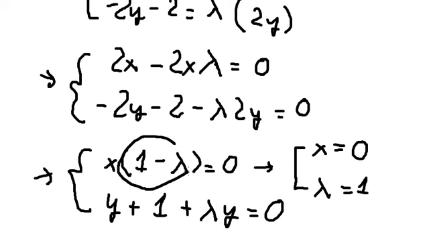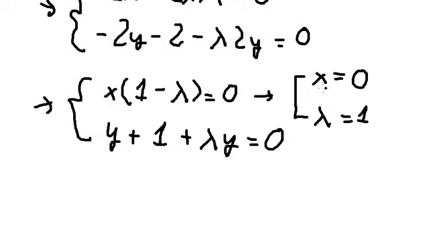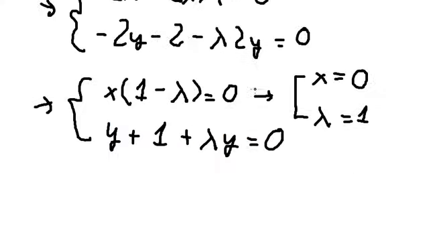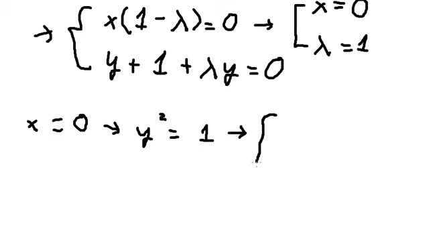So we put this one equal to number 0, that's why we have lambda equals to number 1, x equals to number 0. Now for the first one, when x equals to number 0, we can put number 0 in here to find the value of y. So for this one, we have two solutions, y equals to number 1 and y equals to negative number 1.